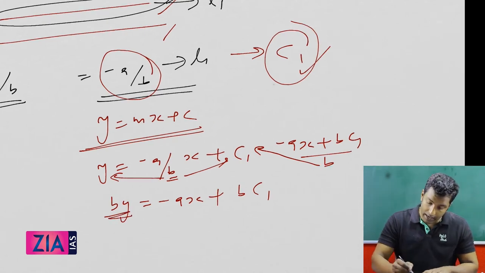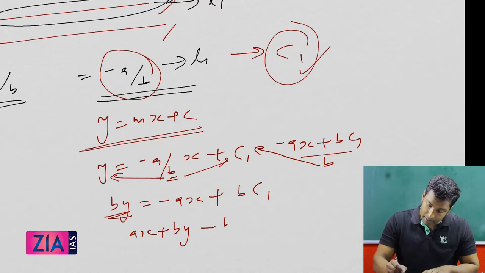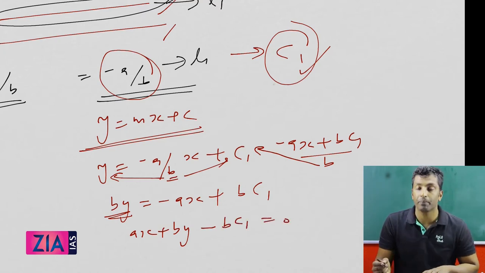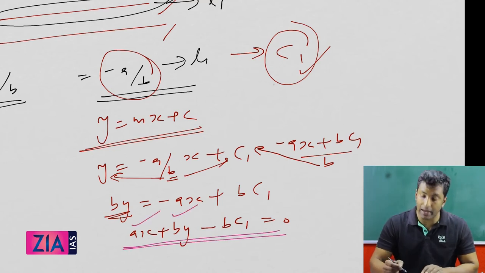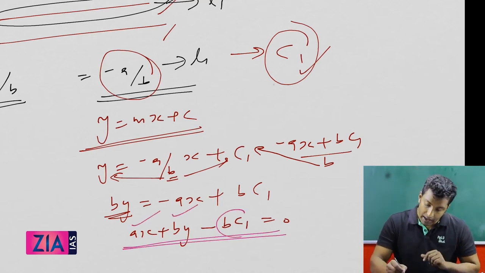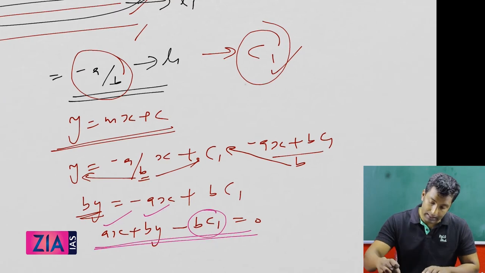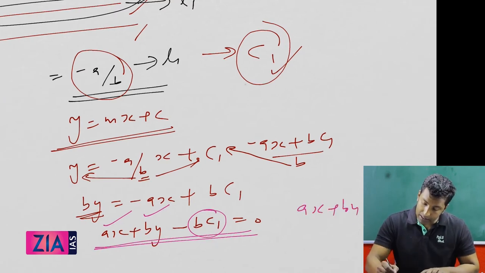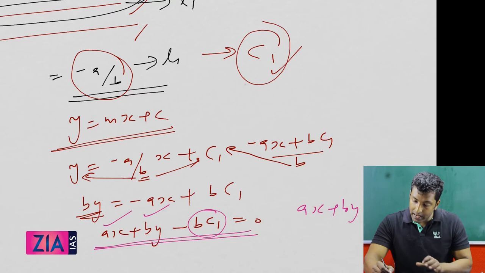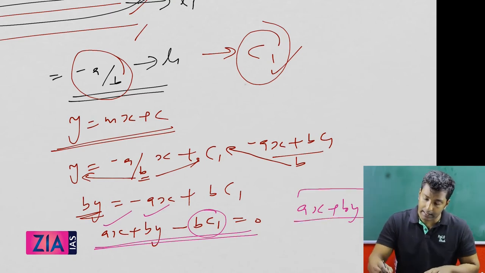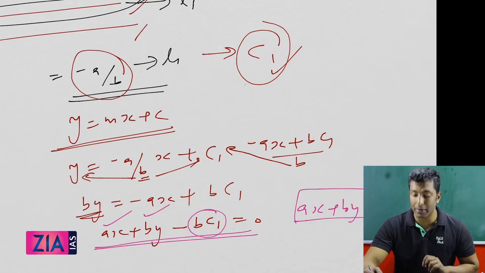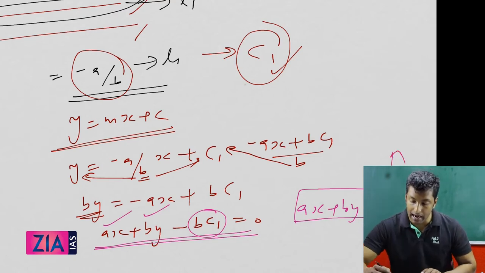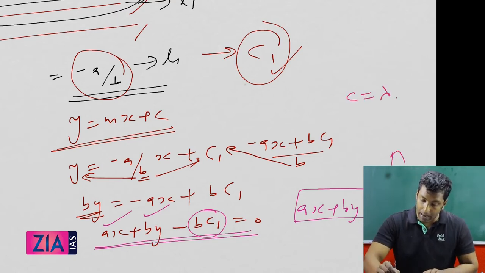Now what you can do, you can write like this: ax plus by minus bc1 equal to 0. So this is what you get as the equation, ax and by. That is part of the general form. Now for bc1, you can substitute this as ax plus by plus lambda equal to 0. Now it looks like the previous general equation that we started off with, ax plus by plus c equal to 0, but c here is lambda. So c is equal to lambda.